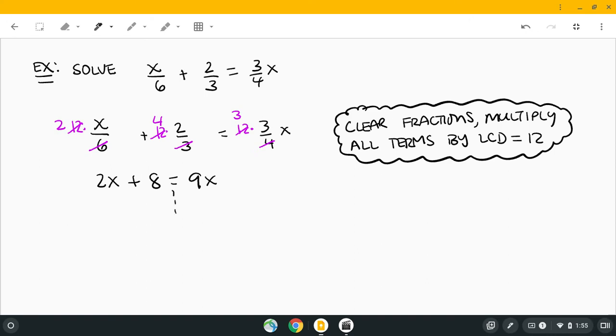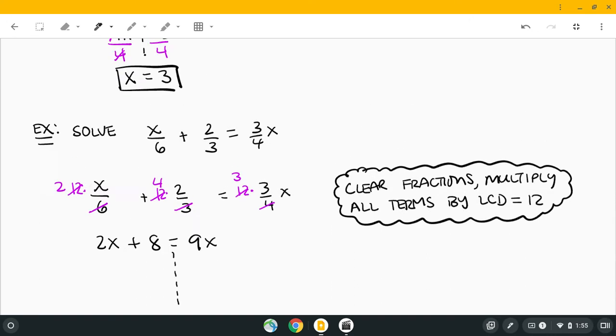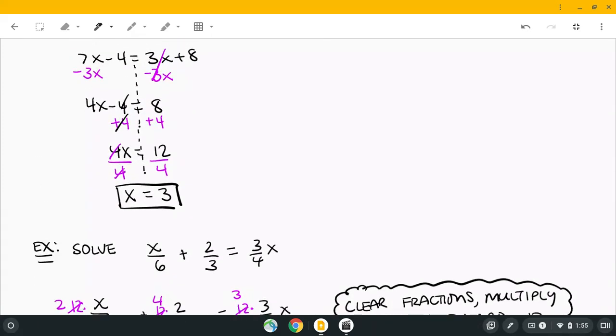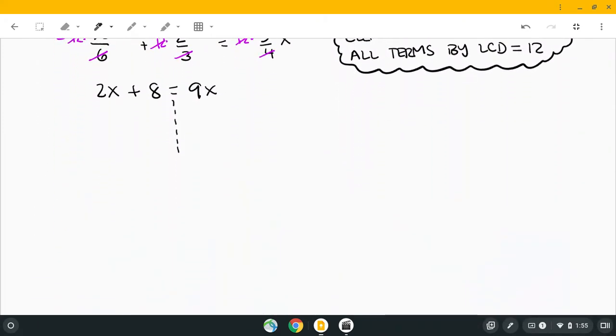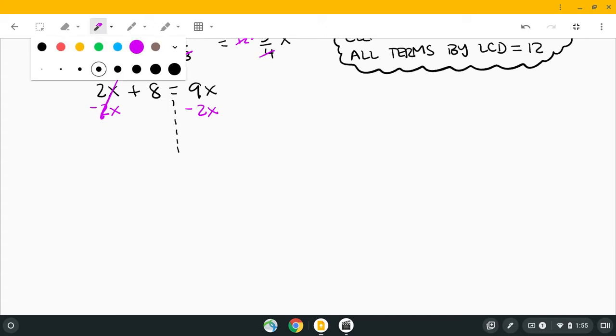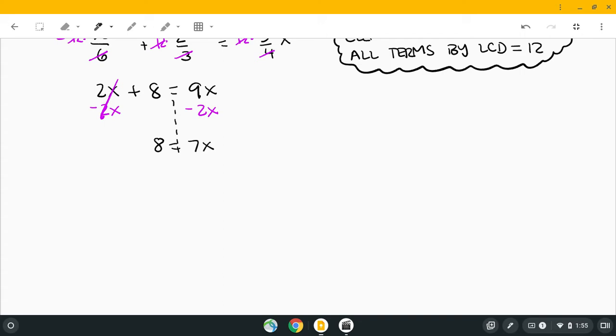And you can go ahead and solve this as usual. The way you solve this, you get the x by itself. We have x's on both sides, so we need to cancel one of them. So we could either subtract 2x on both sides, or we could subtract 9x. So I will choose to subtract 2x. Doesn't matter. And so I get 8 equals 7x. And then you can divide both sides by 7.